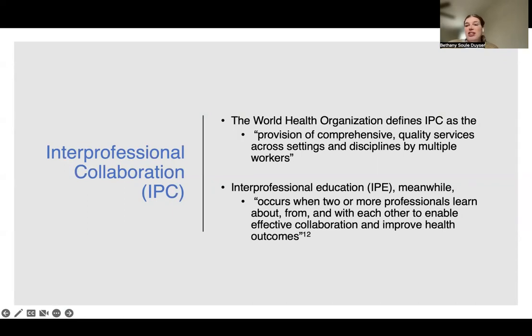And then interprofessional education just refers to activities that occur when two or more professionals learn about, from, and with each other. And the goal is to improve effective collaboration as well as the health outcomes of the people that they work with. So that is what we are here to do in this program.